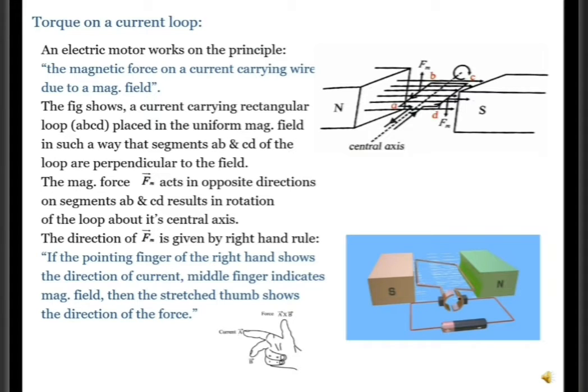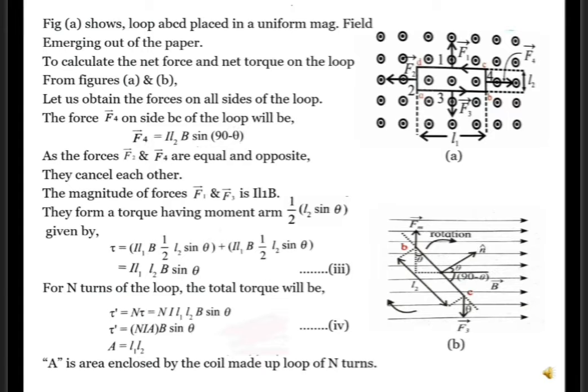The rule is explained as follows: let the pointing finger of the right hand show the direction of current, the middle finger show the direction of magnetic field B bar, then the stretched thumb indicates the direction of the force. Let us explain the action of rotation of the loop due to the torque.